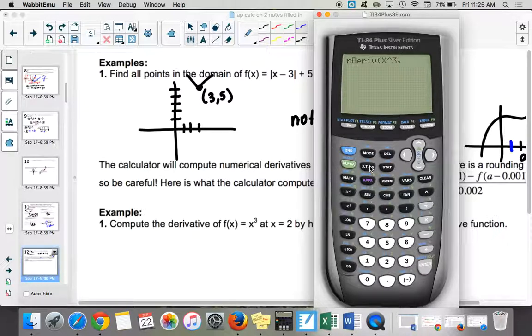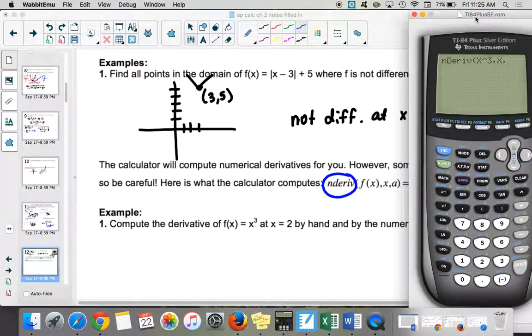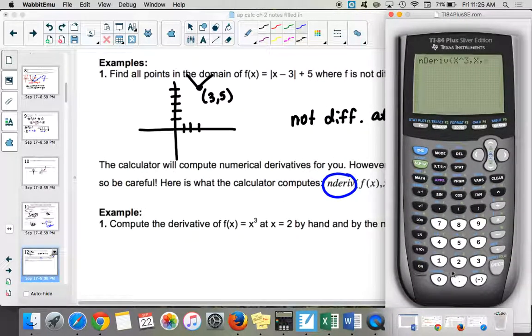I say, okay, I want to take the derivative with respect to x. Single variable calculus, so comma x. And then plug in the x value you're trying to take the derivative at. So 2, and then hit enter. It tells me 12.000001.